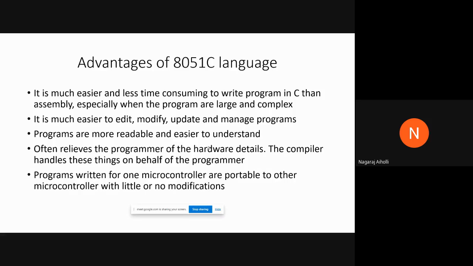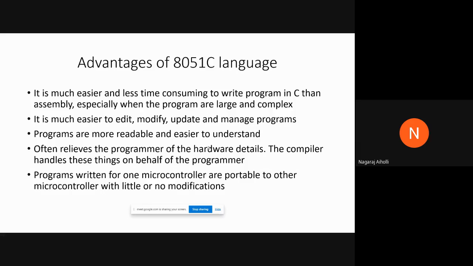That means hardware details are not necessary for the programmer to know if you are making use of the 8051 C language. And the programs that you are writing for one microcontroller, suppose I'm writing the program for 8051 microcontroller, I'm downloading it in 8051 chip and I'm running it. The same program with less modifications, with less changes, I can also run on 8052 microcontroller, or any other microcontroller with certain small changes here and there.